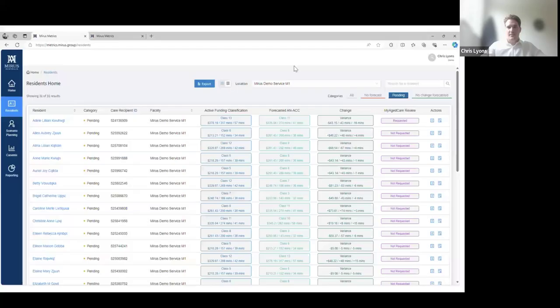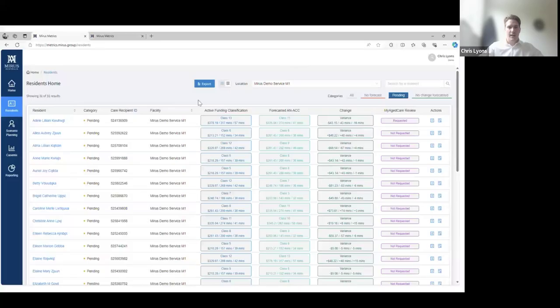So within the system, to assist with this process as well, our clinical team, as Andrew mentioned before, go into the system and assess each resident based on the data in the CMS system, similar to how an AMO would when they come out to a facility. This data is then stored securely in Mirus Metrics.